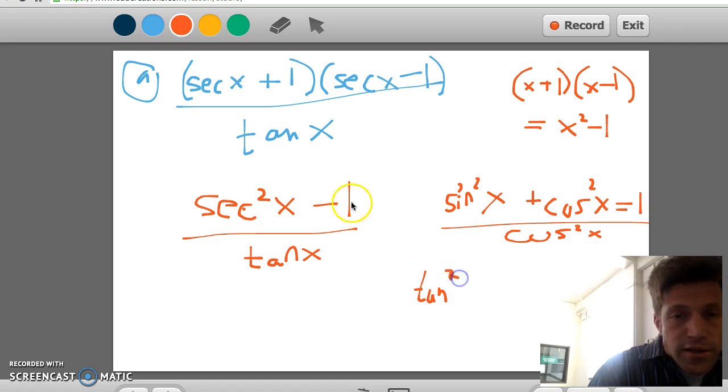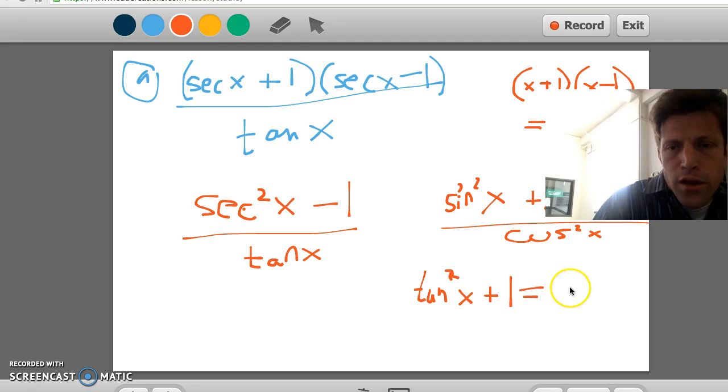This is an identity. This is separate from this equation we're solving over here, or this expression we're simplifying over here. I'm going to use this identity. But what is this identity? It says tan squared x plus 1 equals 1 over cosine squared x, which is secant squared x.